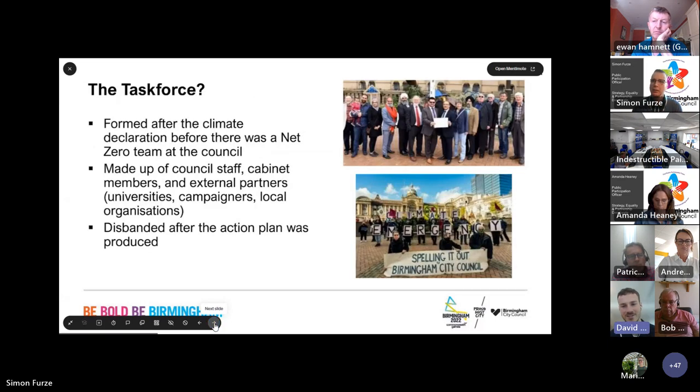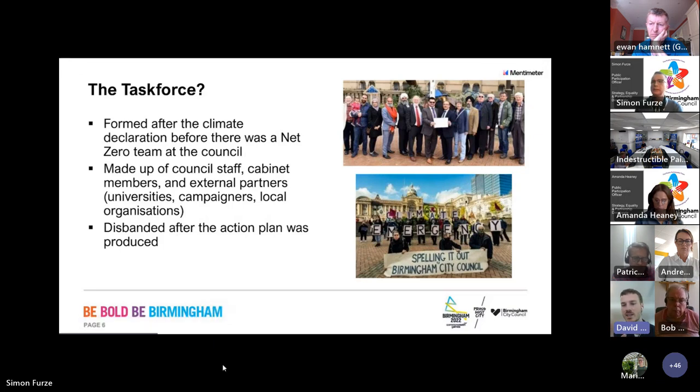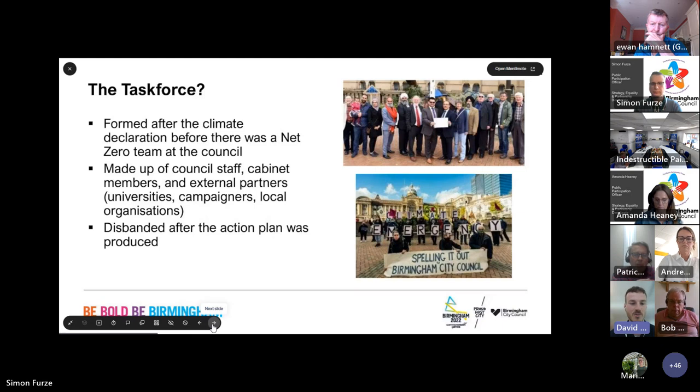So just a quick tangent to explain that last point. The task force was something that was created at the council after the climate change emergency declaration in 2019. So this was a group of council officers and some external partners who worked together to come up with the action plan, which the council is working to at the moment. And once that plan was made, the task force disbanded, but they did do some work which wasn't published around comms and engagement, which is also feeding into this piece of work that I'm working on.